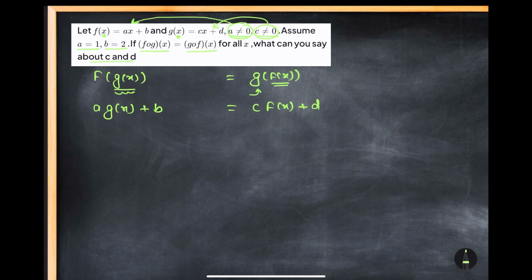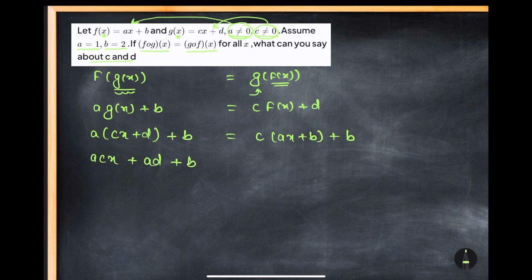Okay, now apply the replacements. So who is g(x)? g(x) is cx + d, and then we have b. Now c times f(x), who is f(x)? It is ax + b, and then d. Okay, now let's open this bracket. So it is acx + ad + b equals, it was d, bro, plus acx + bc + d.